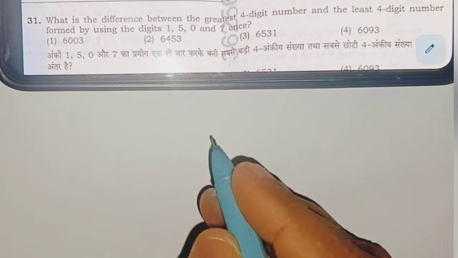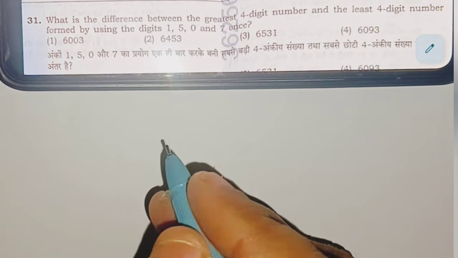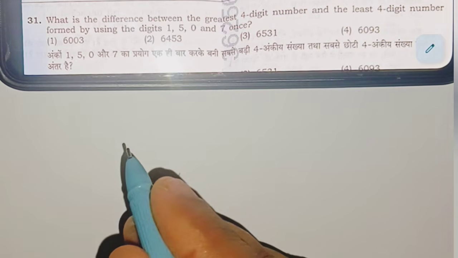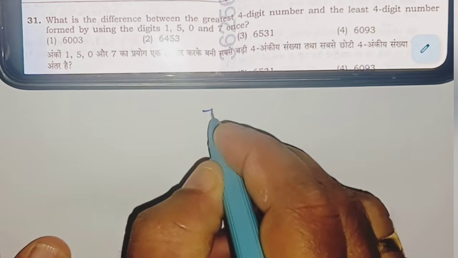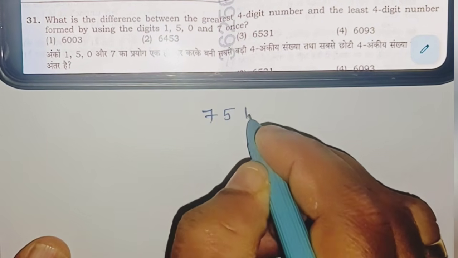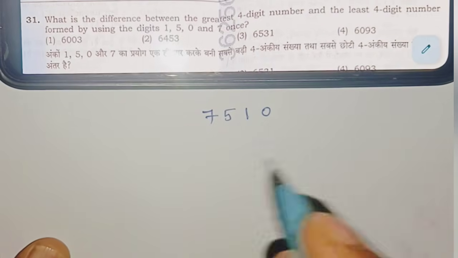We need to form the greatest 4-digit number and the least 4-digit number by using the given digits 7, 5, 0, 1. Arrange them in descending order and you will get the 4-digit highest number. So first one is 7, second is 5, next is 1 and 0. And reverse all these numbers.